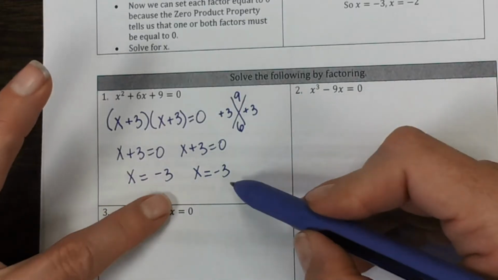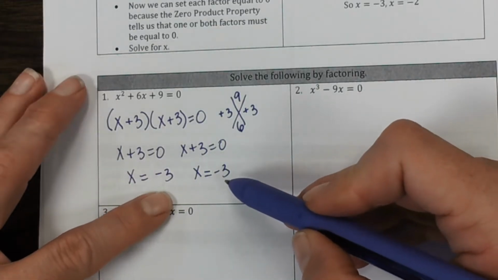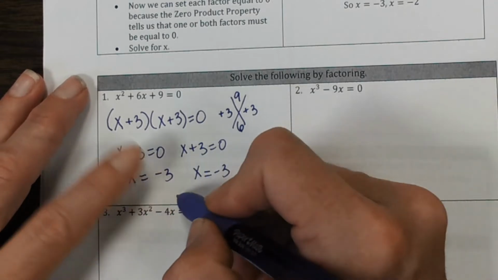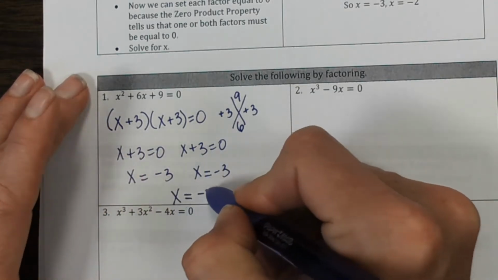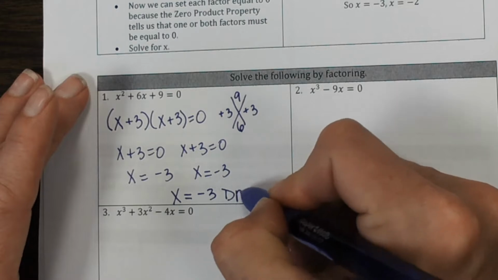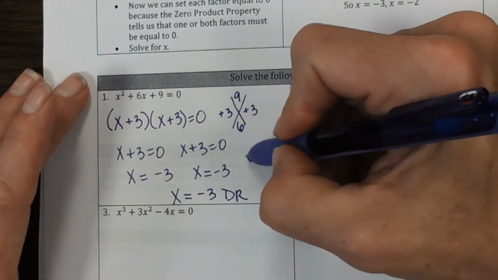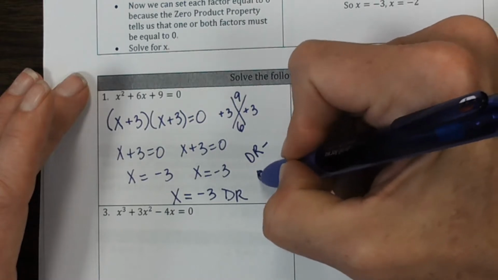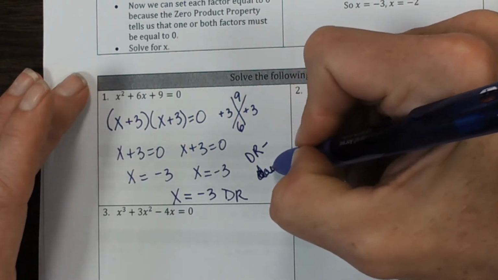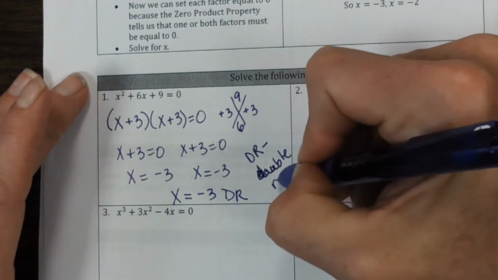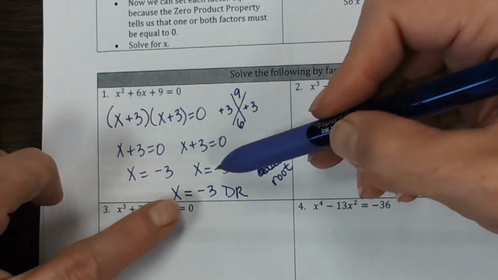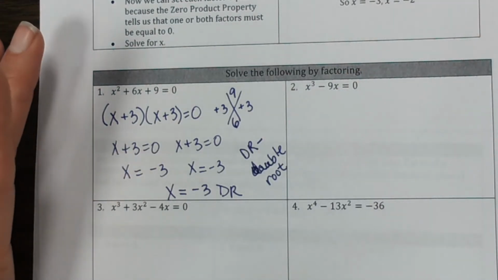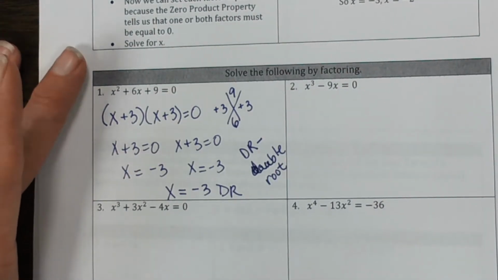And so when we have a root that is the solution twice, we refer to this as a double root. So we would write it as x is equal to -3, and then we would put the dr behind it. And remember that dr stands for double root. Okay, that just means that it is a solution 2 times. And we'll talk a little bit more about what we know about double roots in a little bit.